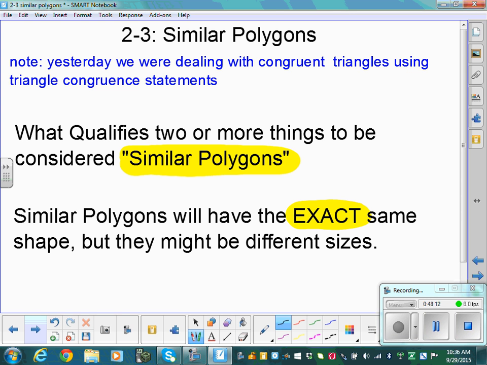So similar polygons by definition have the exact same shape, but they might be different sizes. I'm going to say that again. Similar polygons have the exact same shape, but they might be different sizes. They might be the same size, they might be different sizes, but they will nevertheless have the exact same shape.